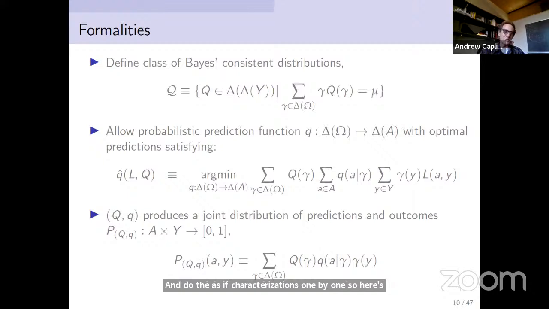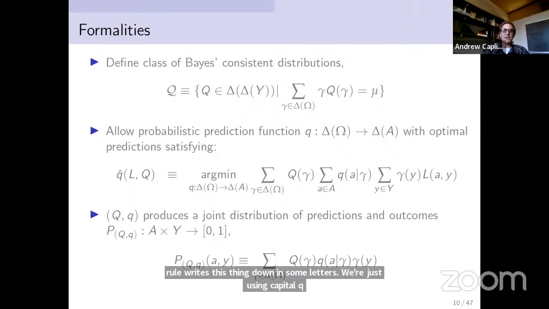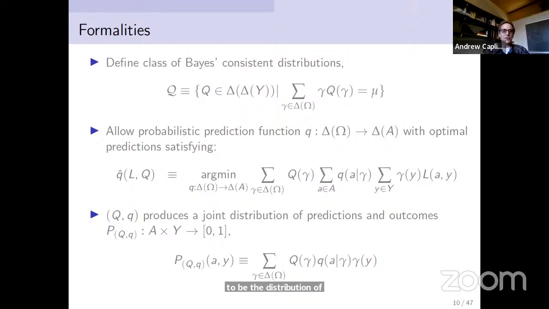There's a squiggly Q. Everybody who does Bayes' rule writes this thing down in some letters. We're just using capital Q to be the distribution of posteriors averaging back to a prior. A gamma is an individual posterior.